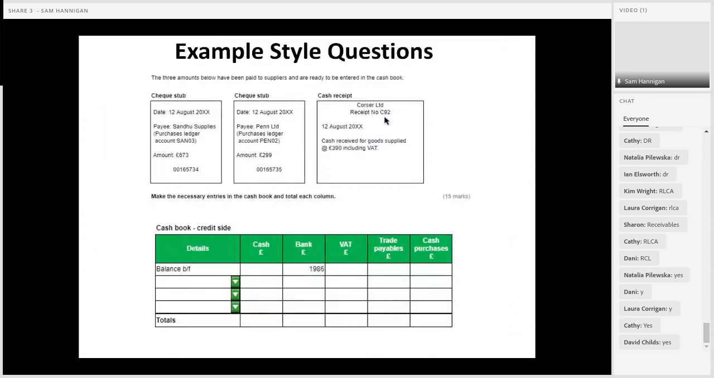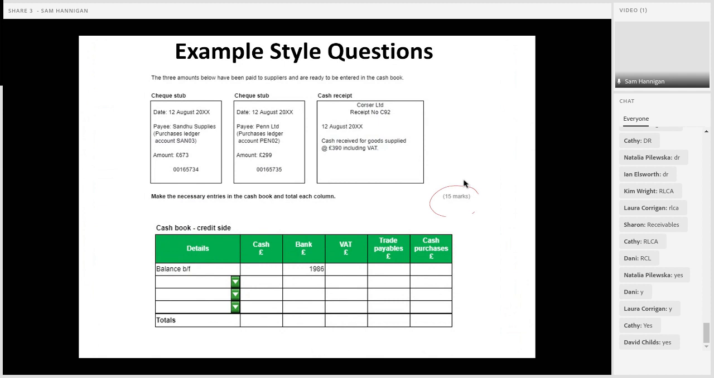Okay, then. So this is an exam style question. This is actually a question that was on the AAT, I think it was Q2016 on their portal, the revision site. It's not a live exam. But what it does do is tell you the number of marks. This one is worth 15 marks, and I don't want to say simple, but once you've got your head around entering the cash book, it is simple for 15 marks.